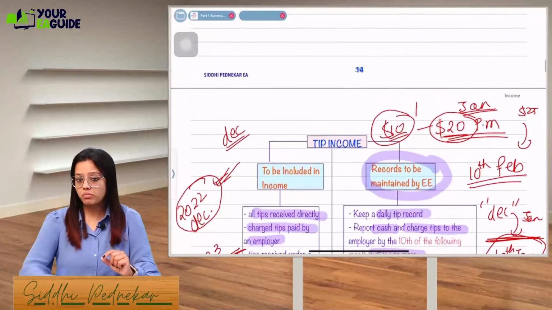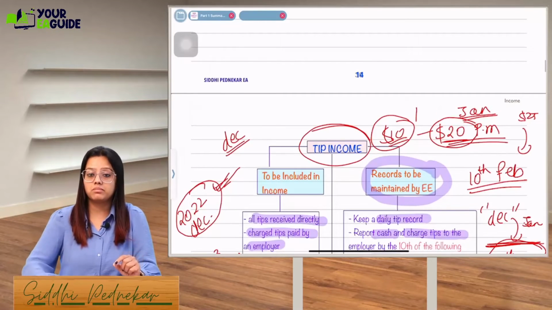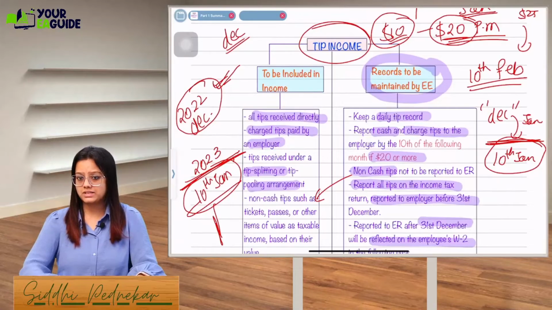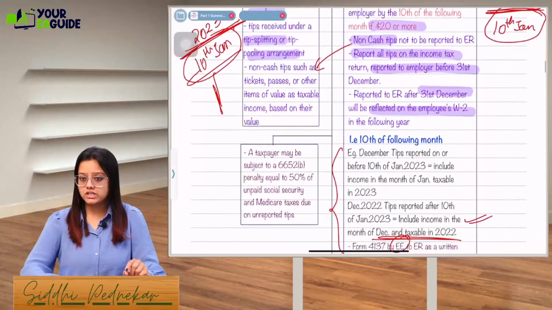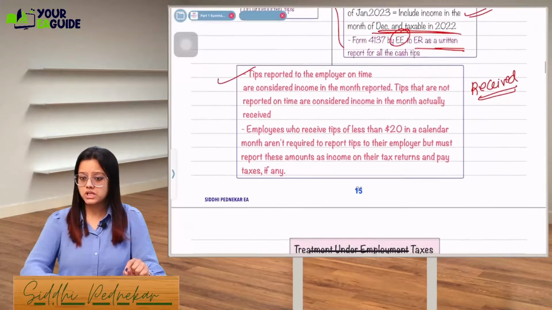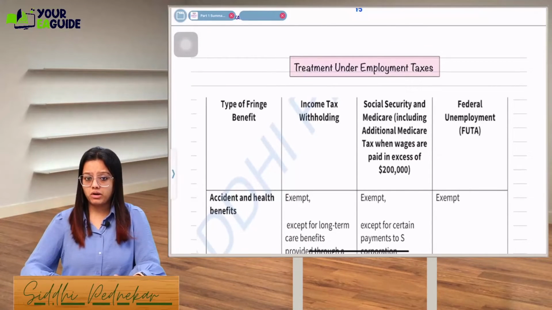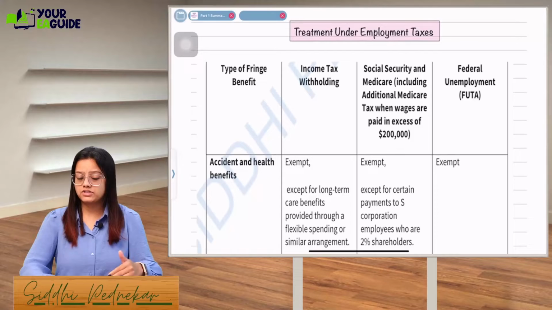Why did I take so much time on this topic? Because on tip income, there will be 1 or 2 questions which are very easy marks for you guys in exams. Okay, so just understand the difference between reporting and non-reporting of the tips in the tax return. Okay, for employment taxes, now whatever we have done, let's just revise it quickly.